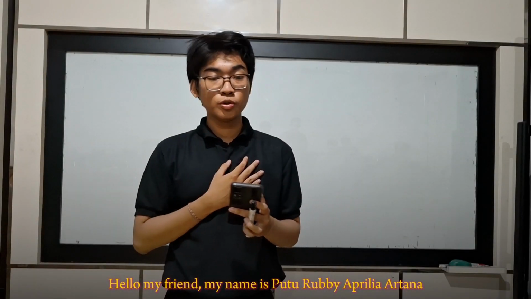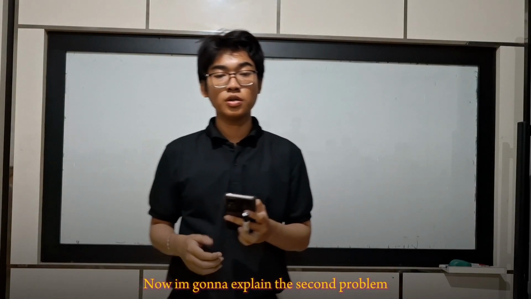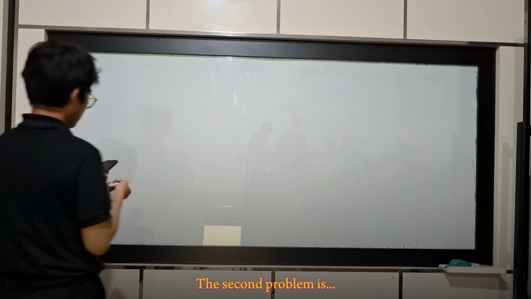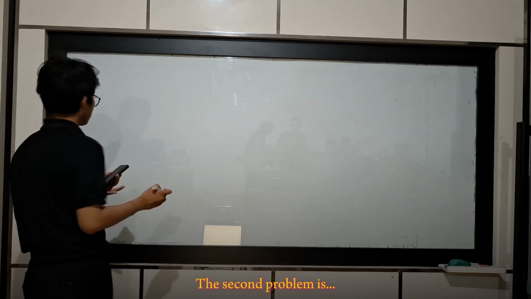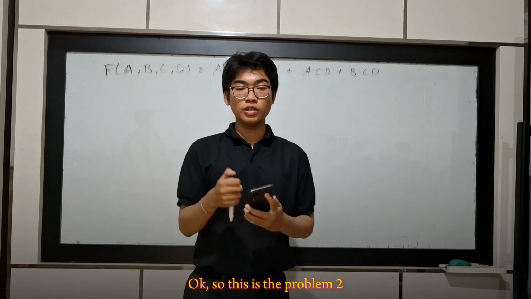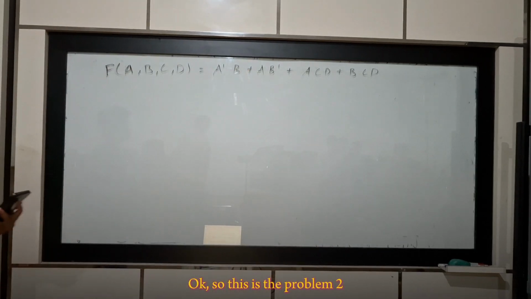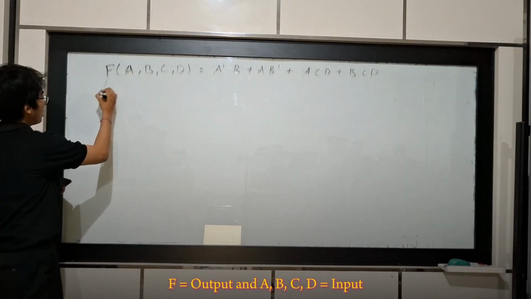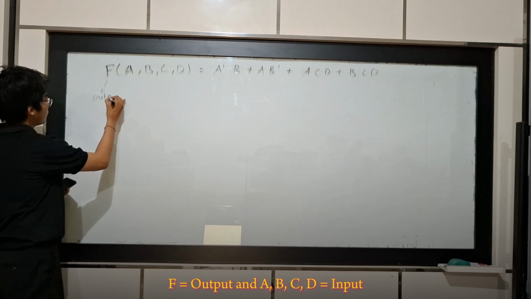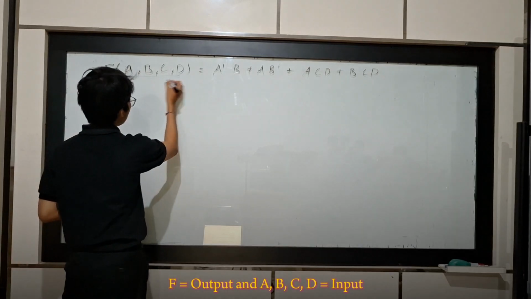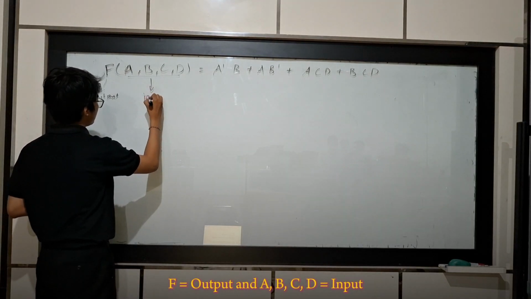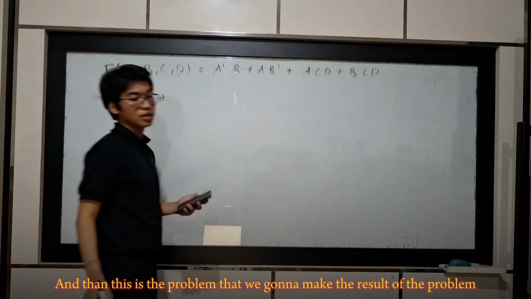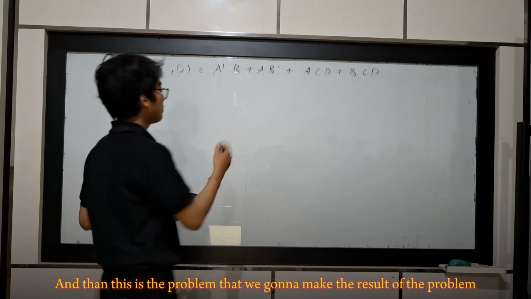Hello my friend, my name is Putu Rubby Artana, and now I'm going to explain the second problem. Okay, so this is problem 2. From the problem, we know that F is the output, and A, B, C, and D are the inputs. And this is the problem that we are going to solve.